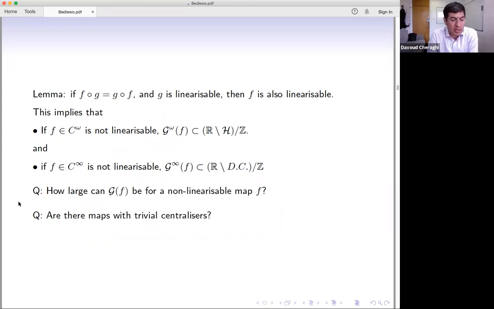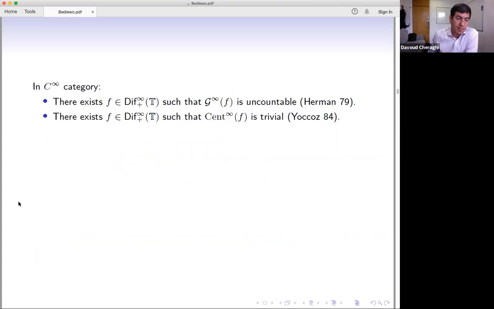So the two theorems that I mentioned, by Herman and Yoccoz, are remarkable results. They don't just answer the problem of linearization, but in fact they completely explain the geometry of the orbits on the circle, and they have these consequences about the group G. So in the C infinity category, there exists a C infinity diffeomorphism F with an uncountable group of symmetries. This comes from the work of Herman.